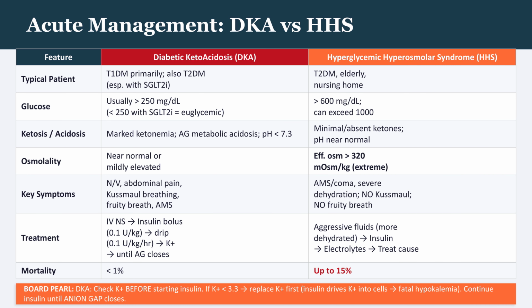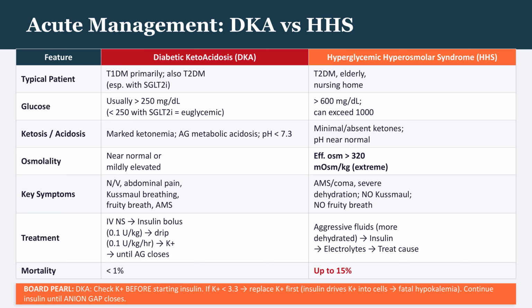Before we wrap up chronic management, let's tackle the 2 acute hyperglycemic emergencies because they're tested constantly and they come at you fast on the wards. DKA and HHS both represent severe insulin deficiency, but they play out differently. DKA is primarily a disease of type 1 diabetes, but it absolutely can occur in type 2, especially now with SGLT2 inhibitors on the market, where you can get euglycemic DKA with glucose below 250. Common triggers: infection, medication non-compliance, new diagnosis.